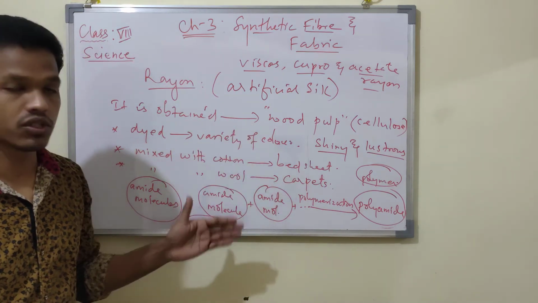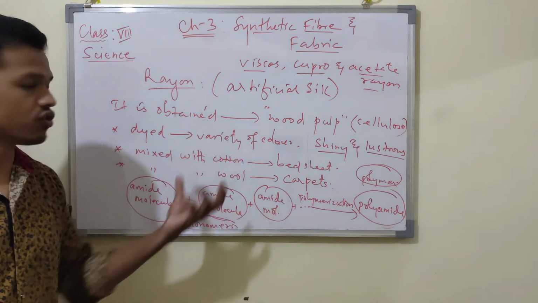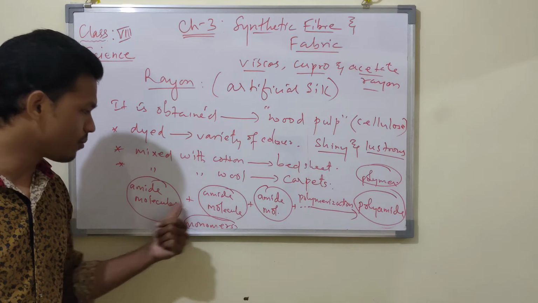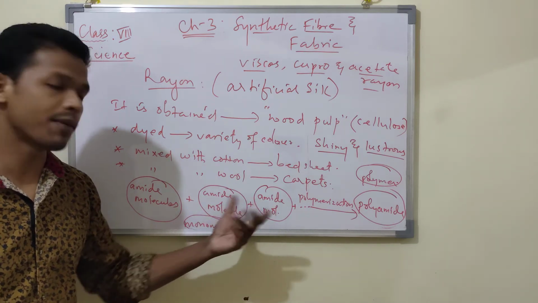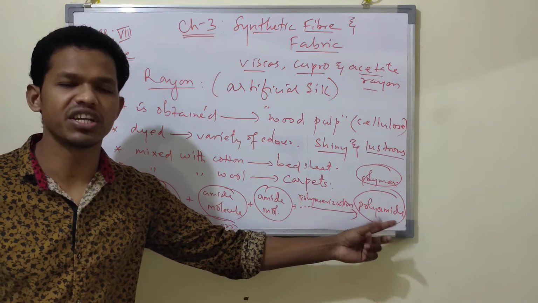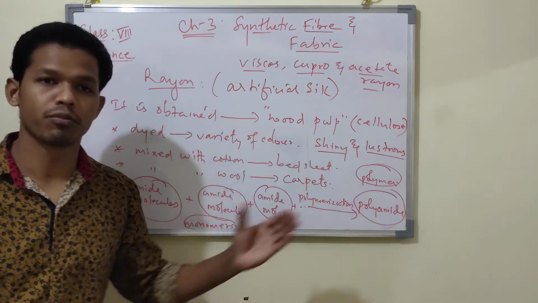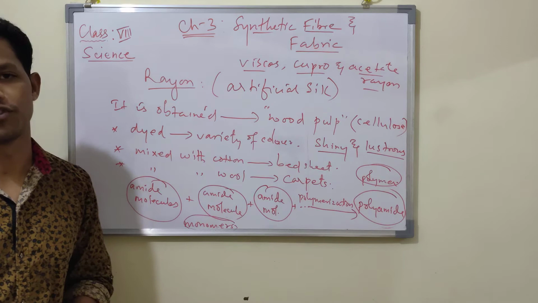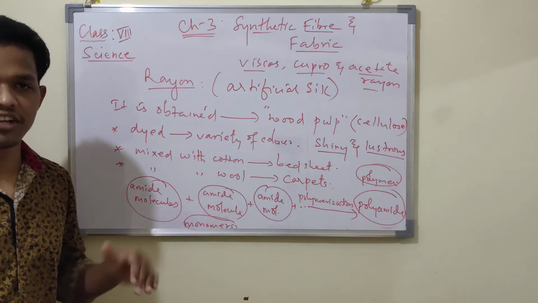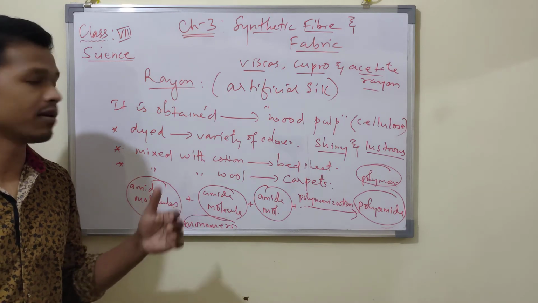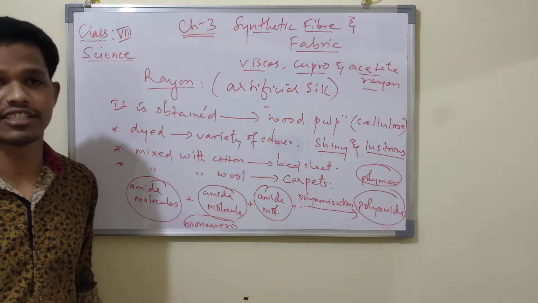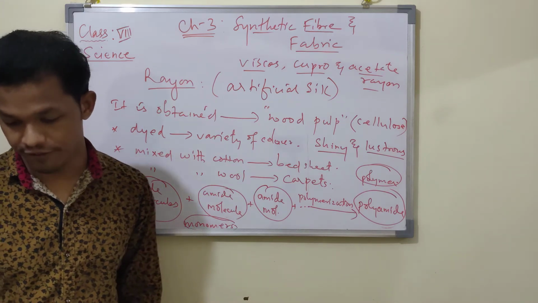So these are the qualities, and also how it is obtained. It is obtained from amide molecules, a large number of small units. These small units, the monomers, combine together to form a large single unit, that is polyamide. From polyamide, the silk is obtained. This is how rayon is obtained artificially, by a chemical process in the industries. This rayon is also called artificial silk.